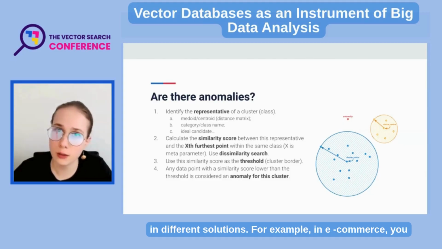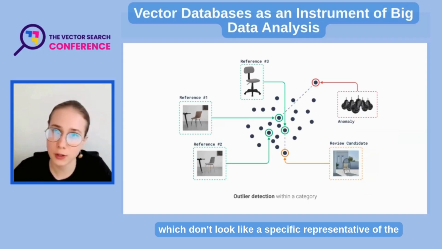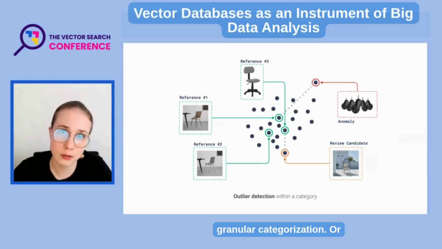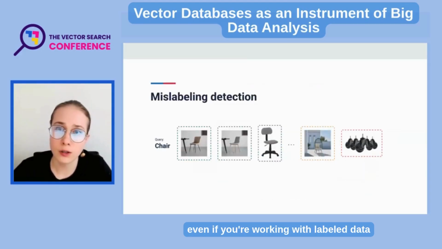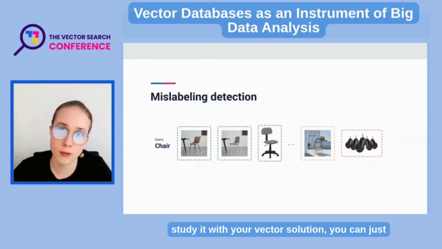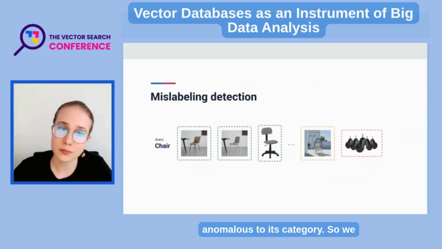For example, in e-commerce, you could use it as outlier detection, where you can find anomalies within your category or some candidates which don't look like a specific representative of the class, which will allow you, for example, to create more granular categorization. Or even if you're working with labeled data for your training algorithms and you want to zero-shot study it with your vector solution, you can just detect mislabeled data being anomalous to its category.